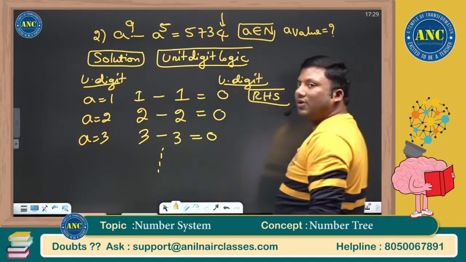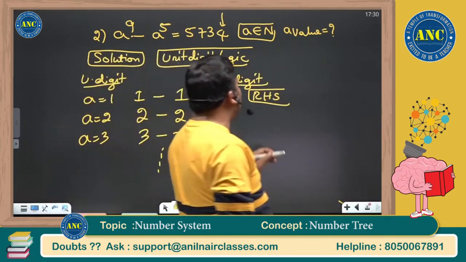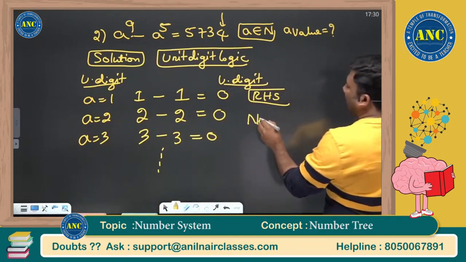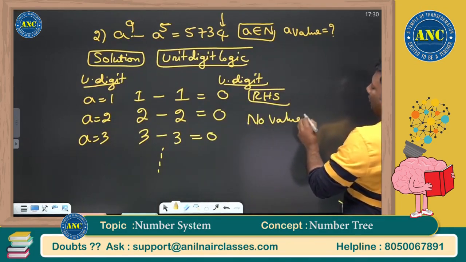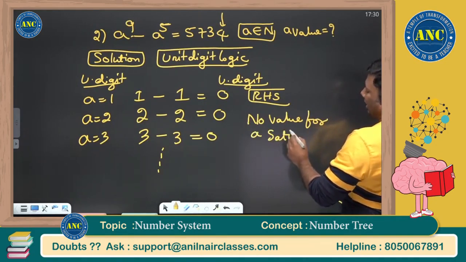What is the RHS value that is given on the right hand side? 4. So what is the answer for this question? No value for A satisfies this equation.